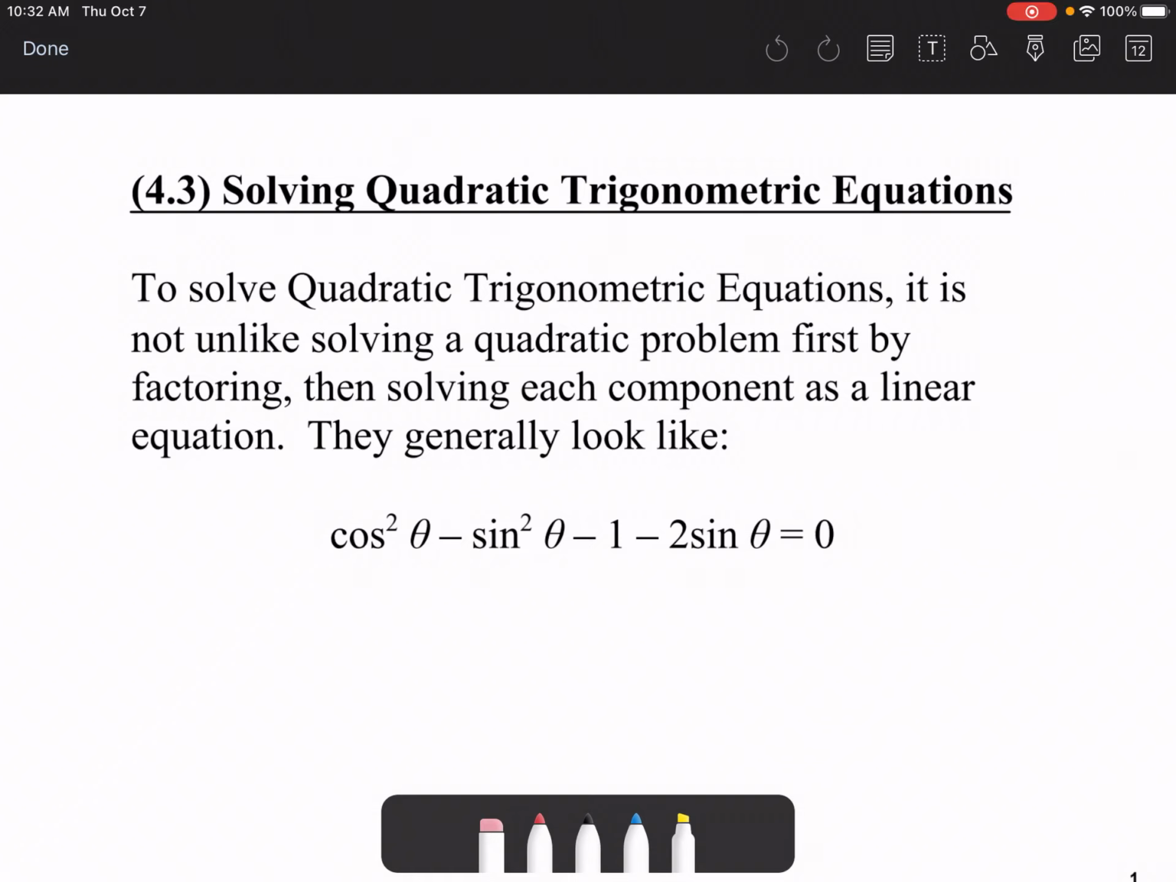Hello and welcome to lesson 4.3, solving quadratic trigonometric equations. So today we're going to solve some quadratic trig equations, which are similar to linear trig problems. Most of these problems are either going to be already in factored form for us, or you can factor.